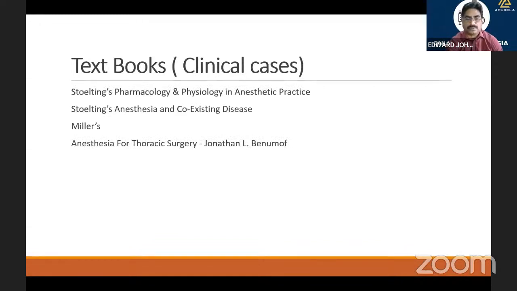For the first years, you start reading from Stoelting: Pharmacology, Physiology, Coexisting Disease, and Miller's. The wonderful book available for one lung ventilation for COPD patients and thoracic surgery is Anaesthesia for Thoracic Surgery by Benumov. All of you know Benumov has written Airway Management, but this is a very wonderful book. Most of the chapters in Miller's are from this book only. So everybody has to read Anaesthesia for Thoracic Surgery in the first year and second year itself.